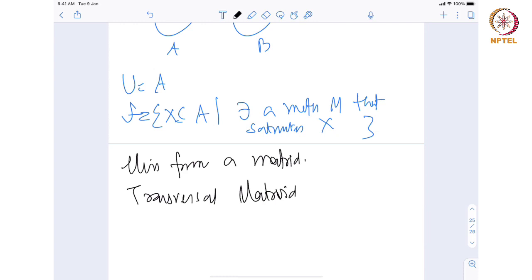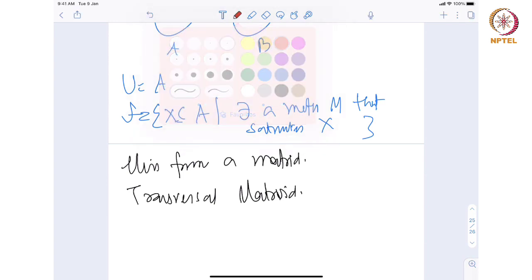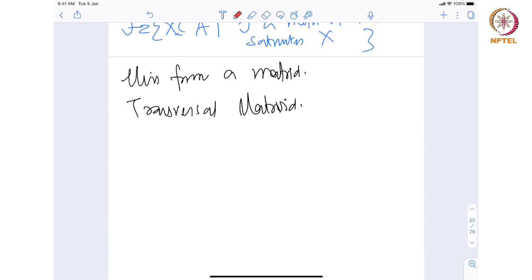Another important property of matroids that is useful for us, which we would like to know, is something called representation of a matroid.